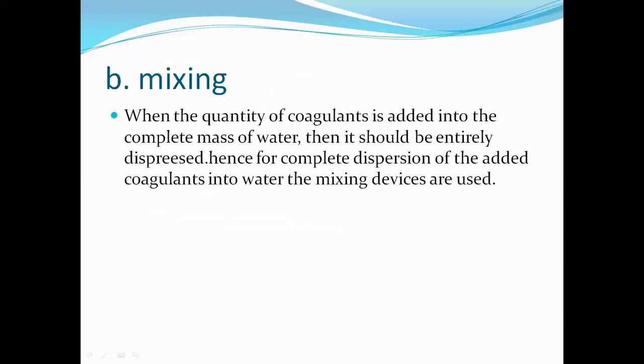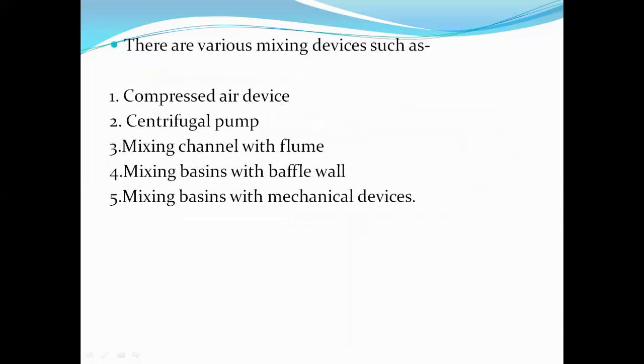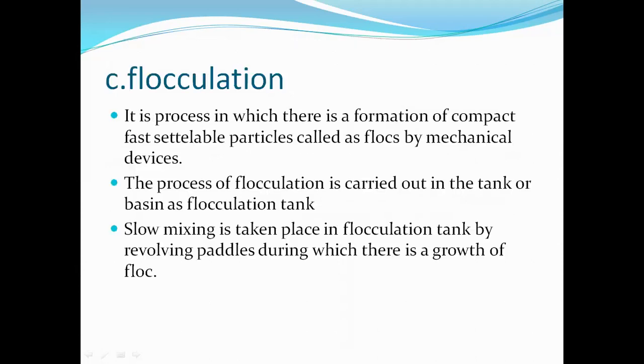Then we had discussed the second process of coagulation, that is mixing. That is the mixing of coagulant into the water. Then there are five devices which can be used for the mixing process. First is a compressed air device, second is a centrifugal pump, third is a mixing channel with flume, fourth is a mixing basin with baffle walls, and fifth is a mixing basin with mechanical device.